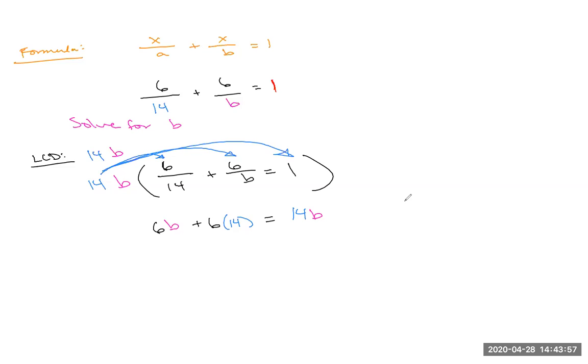Okay, so go ahead and solve for B. We have 6 times 14. That is a number value. And we still have 6B out here. And then we have a 14B over here.